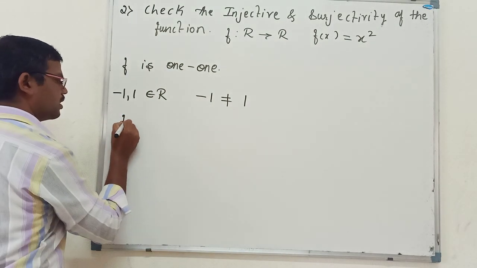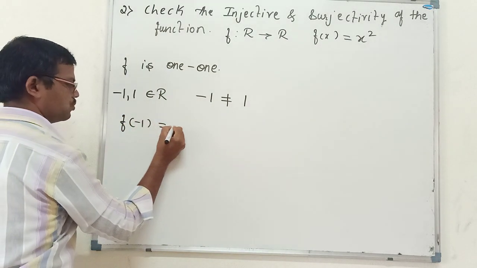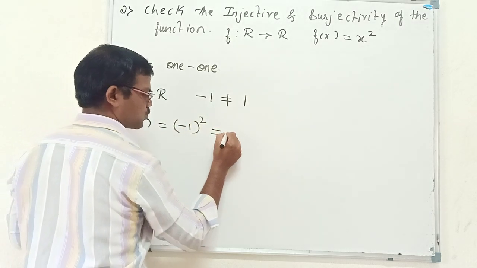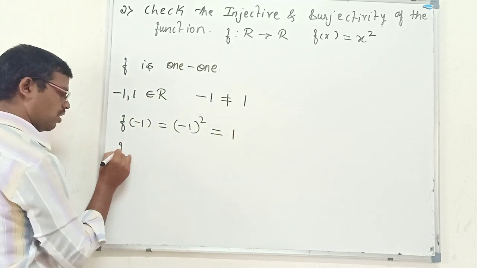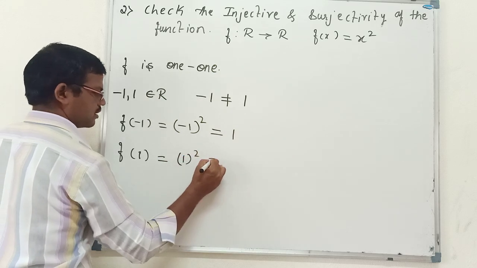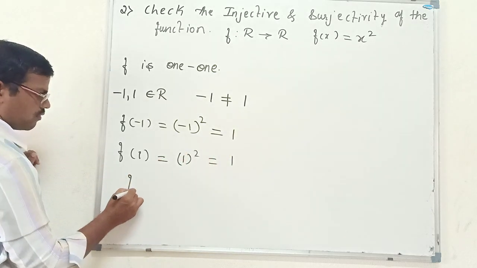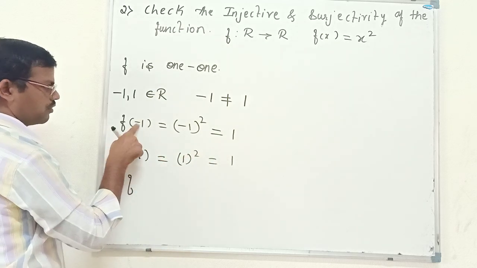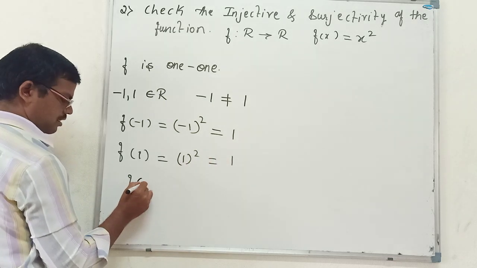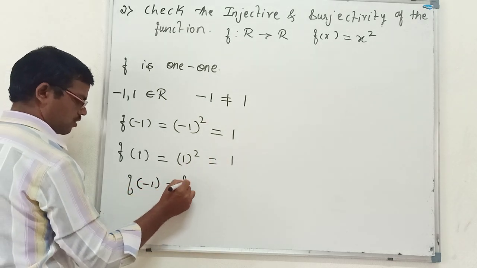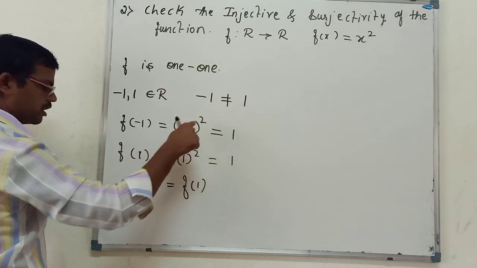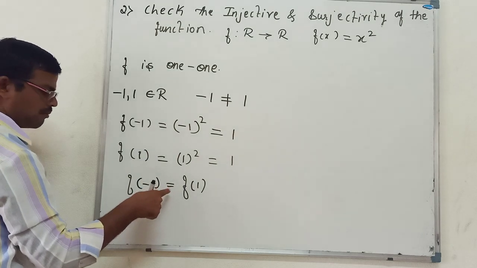Let me find out their images. F of minus 1 is equal to minus 1 square, which is 1. Next, f of 1 is equal to 1 square, that is equal to 1. F of both are equal. We have different elements, but we got the same image. So then what can we say? For a different element we have to get a different image, but here we got the same image.